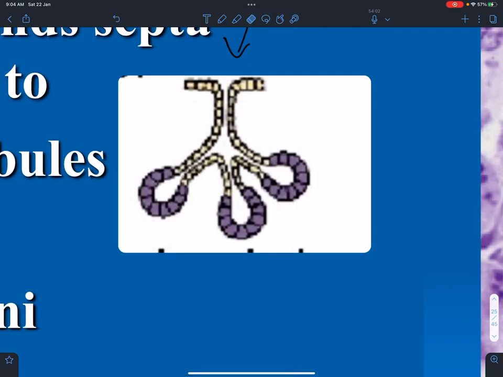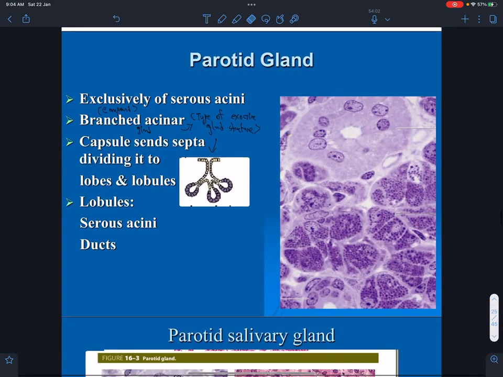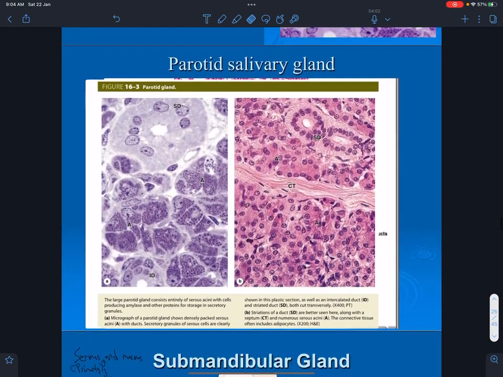Branched acinar, the duct is going to be branching out. So when you say branched, that means the ducts are branching out into what? Acinar structures. Hence the name branched acinar or alveolar, the same thing, okay? And when we say acinar, meaning these contain serous cells, serous acini. So they're only branched acinar, not tubuloacinar, okay? And they contain the same ducts as we said. Easy. So that's the parotid salivary gland.